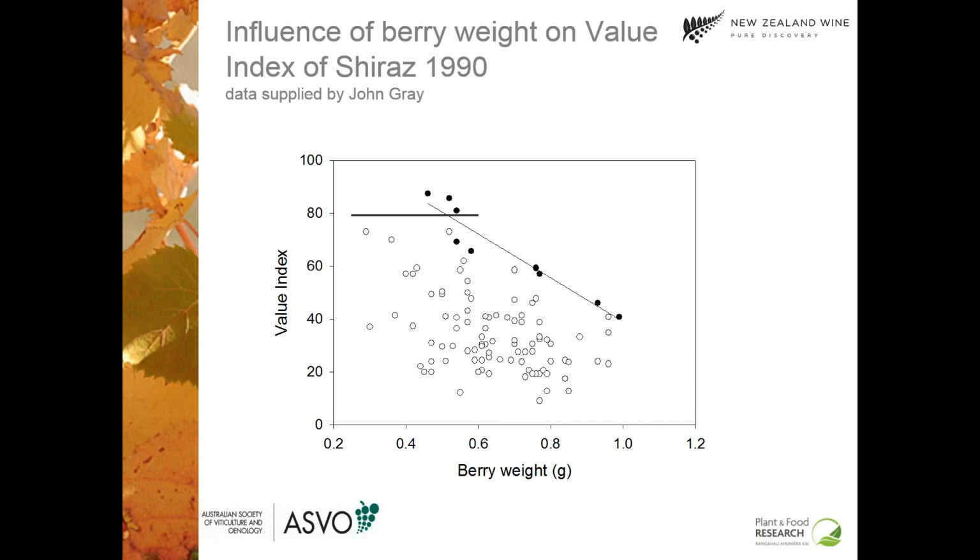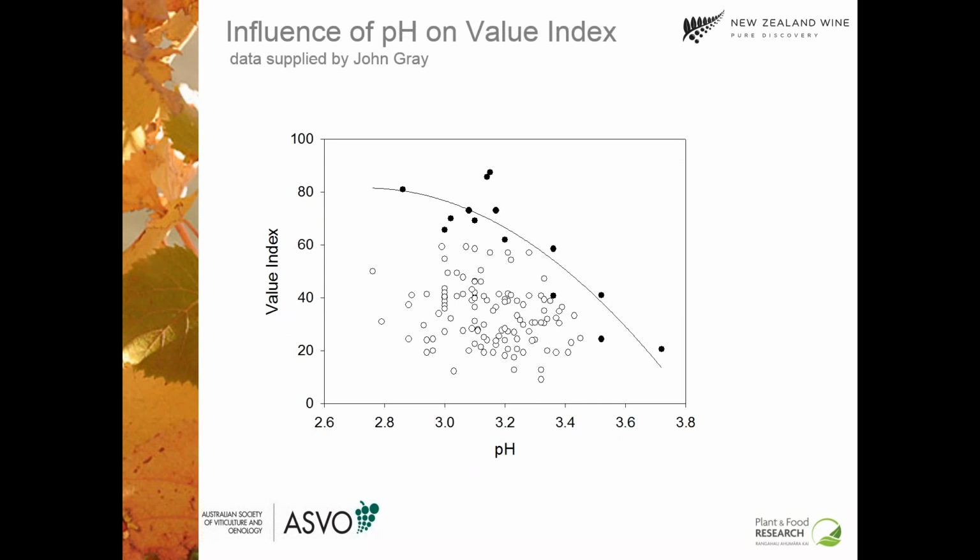Big berries are tending to produce lower value index wines, but there comes a point as the berry weight decreases where you're not getting an increase in the value index of that fruit. What that's suggesting is that while large berries are not desirable, small berries are not necessarily the desirable attribute that you are looking for. The same sort of thing with pH. pH over about 3.2, you're unlikely to have valuable fruit if the juice of that fruit is over 3.2. But again, just because it's below 3.2 doesn't necessarily give you a high value index.